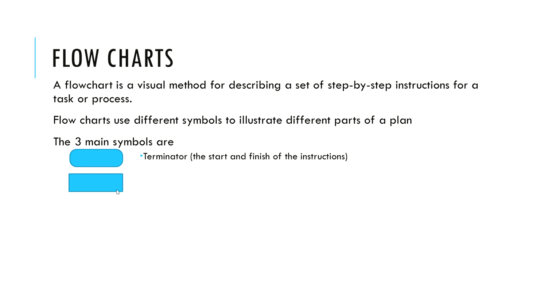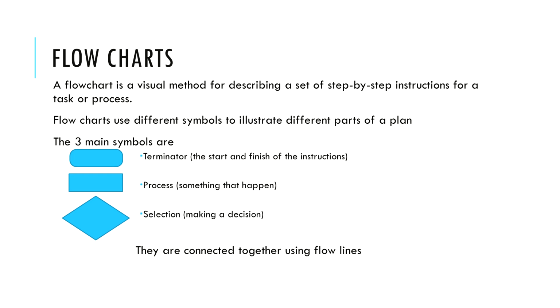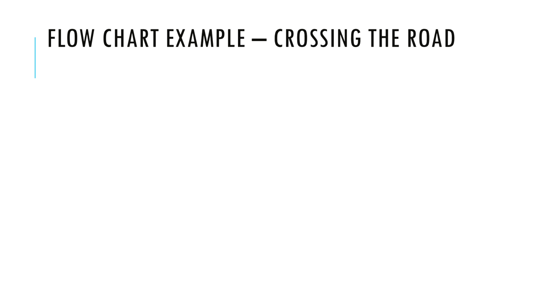I've got a rectangle there with the square edges instead of the round ones. That's a process, or something that happens. And we've got a diamond, which is a selection or making a decision about what to do. And we connect them together using flow lines. We've got an example of how to cross the road.